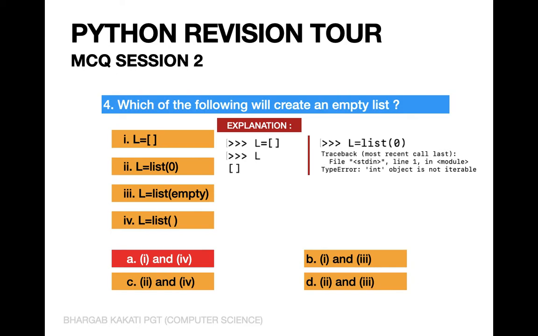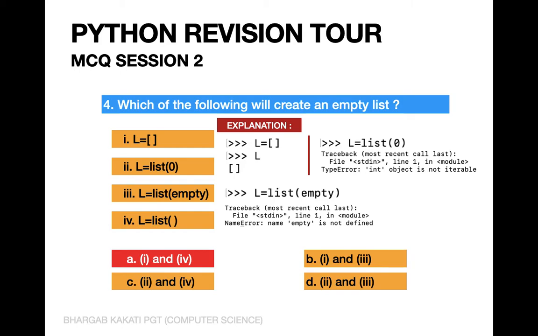That means option 2 is not feasible. Option 3 is L equals to list empty, which is also giving me an error because there is no such syntax. You cannot use this as part of syntax. And the fourth option says that L equals to list function. And as I press L, it is giving me an empty list. So the fourth option is also one of the possible options. So the correct option is option A, that is 1 and 4.